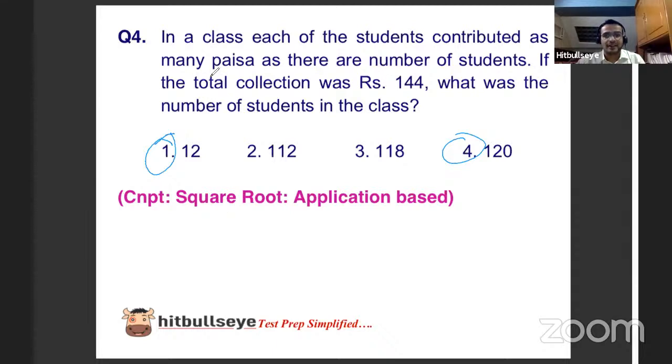So it is saying, in a class, each of the students contributed as many paisa as the number of students. Paisa is what the value to be underlined. It is not rupees. It is paisa is what we're talking about as the number of students. If the total collection was rupees 144, what was the number of students in the class? So as soon as we look at rupees 144, first thing which comes to our mind, okay, is it a perfect square? Yes, it is a perfect square.